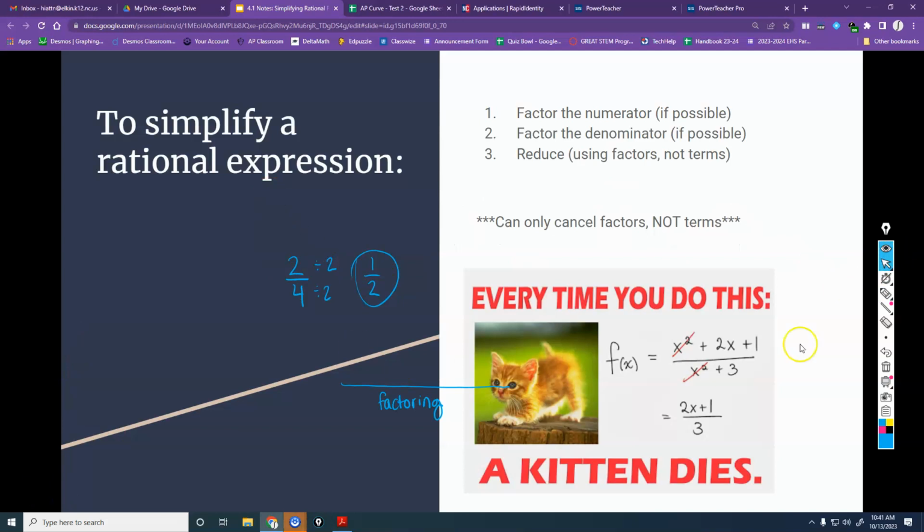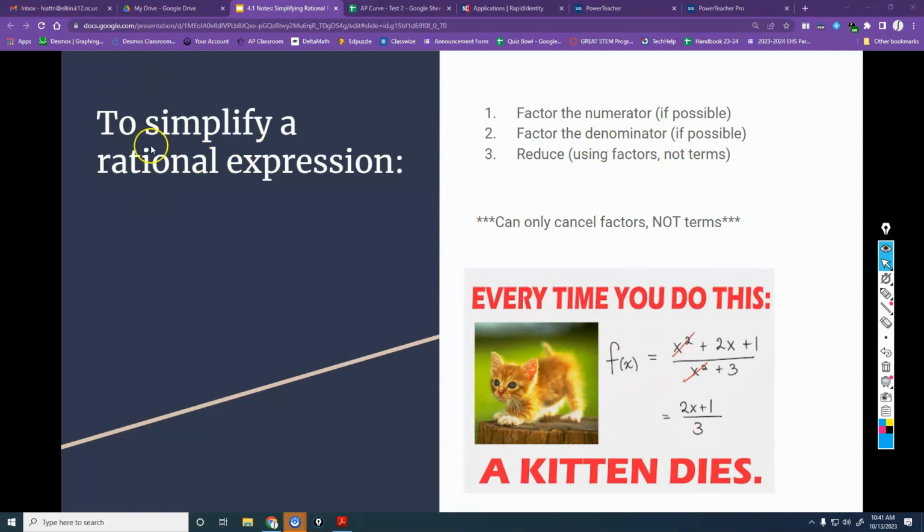Oh, actually, no, here first. These are Miss Martin's notes. So I usually say that there's a math fairy that dies if you do this, but she just went straight with kitten. Well, she probably got this from somewhere else too. I doubt she made that mean.